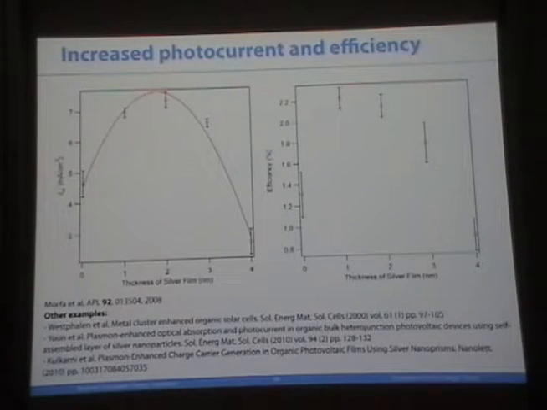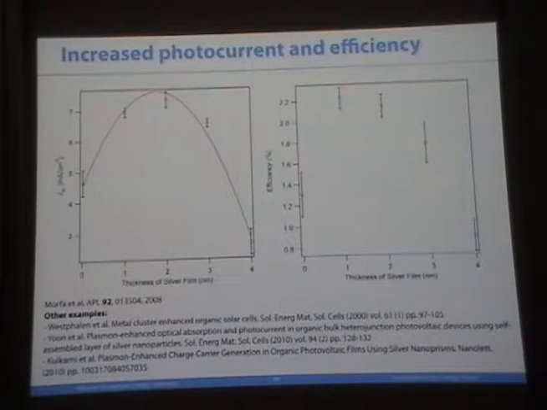Now, on top of that layer, we build a little organic solar cell. And indeed, if you don't have that silver over there, you get a certain current and a certain efficiency. A little silver, and we can almost double the efficiency. More and more silver, and it goes down again. You can see the efficiency rapidly decreases again.